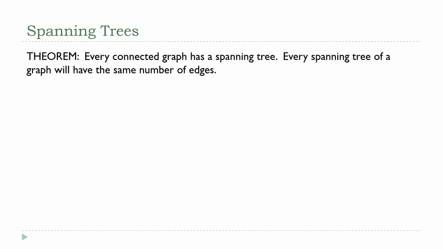To say that every spanning tree of a graph has the same number of edges, this is also pretty straightforward. Suppose our original graph has v vertices. Then every spanning tree is going to have v vertices because the vertices we aren't allowed to change. We can take away edges, not the vertices. So if every spanning tree has v vertices, then another theorem that we saw earlier says every spanning tree must have v minus 1 edges. In other words, it has to have the same number.